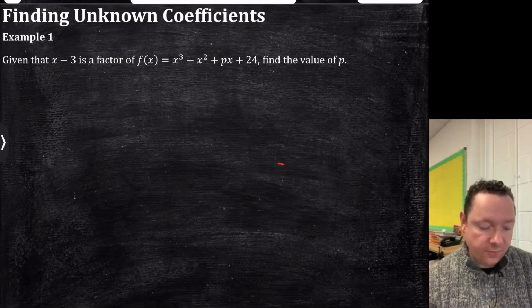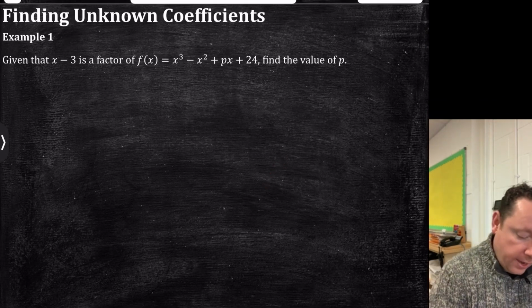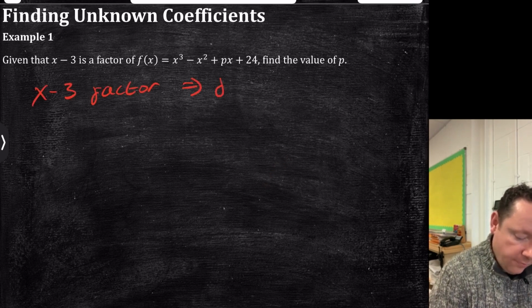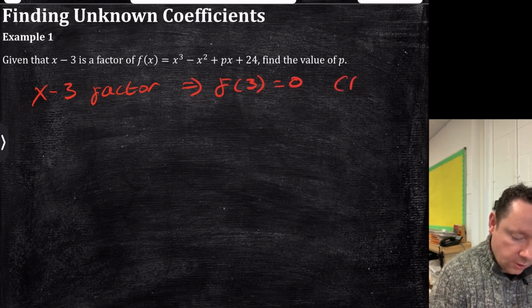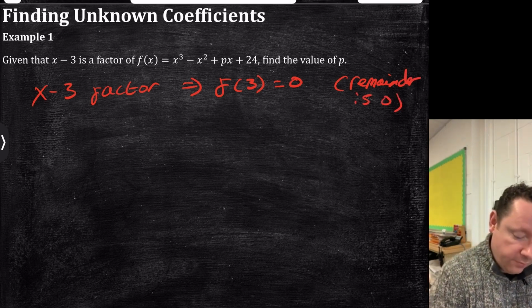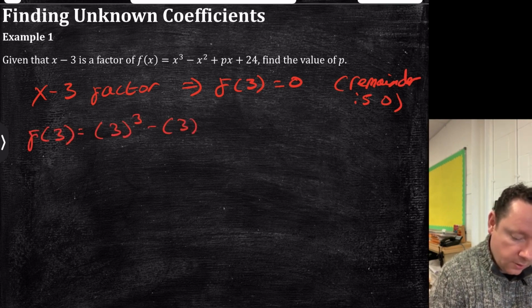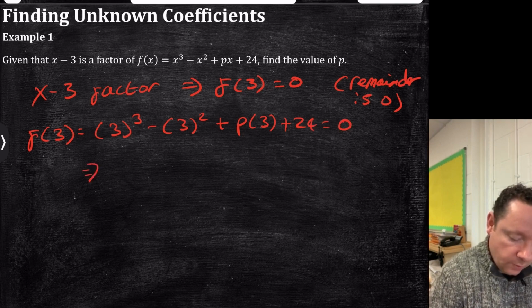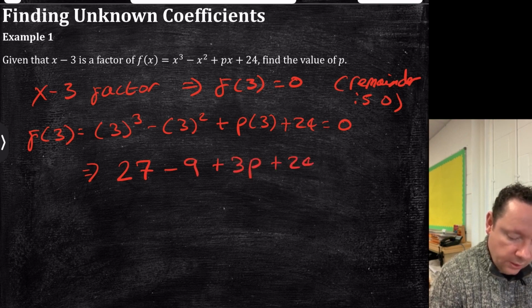So it says, given x minus 3 is a factor of this polynomial, find the value of p. So if x minus 3 is a factor, that implies that f of 3 equals 0. In other words, the remainder is 0. So we can just sub in 3 and then make it equal to 0. So f of 3 is equal to 3 cubed minus 3 squared plus p times 3 plus 24, and that equals 0. 3 3s is 9 times 3 is 27, minus 9 plus 3p plus 24 equals 0.